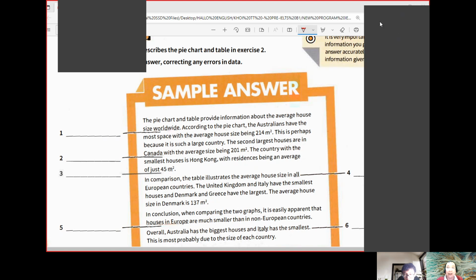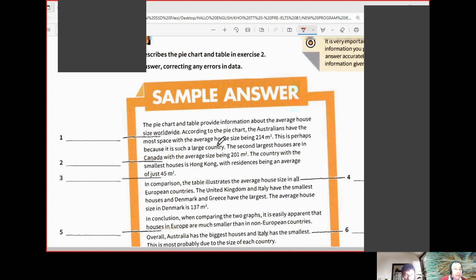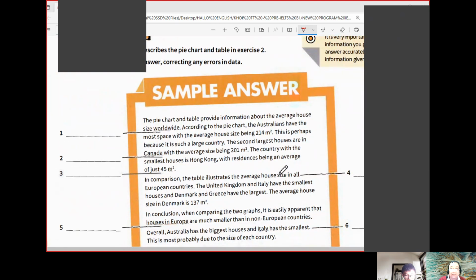So let's try to check them. I think provide information, worldwide. I don't think it's wrong. So what do you think would be? Letter two, two, three.